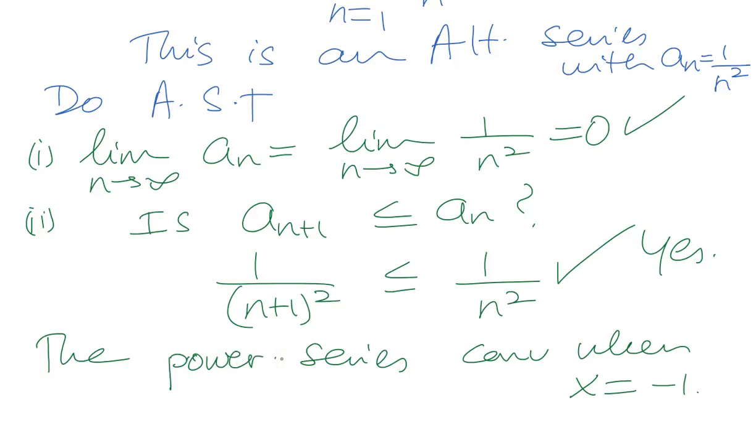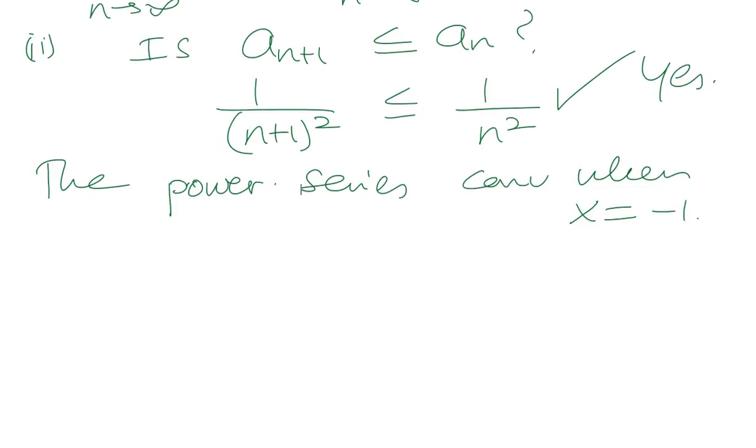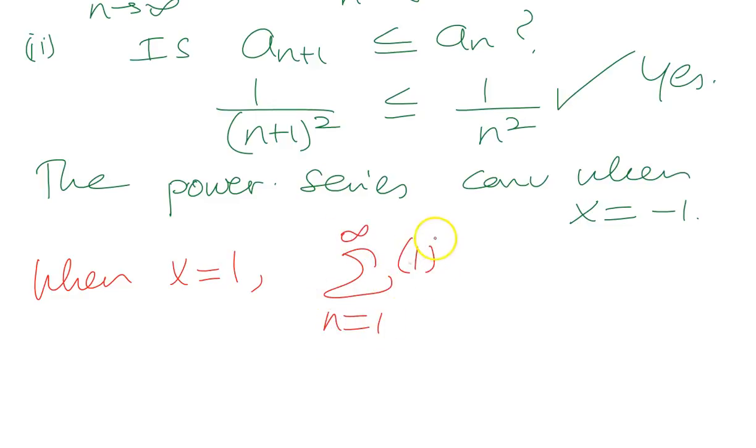So you have checked the left-hand endpoint. Now go ahead and check the right-hand endpoint. The right-hand endpoint is x equals 1. Go to the power series and replace x by 1. So x to the power n becomes 1 to the n over n squared. When you simplify that, sum from n equals 1 to infinity of 1 over n squared.